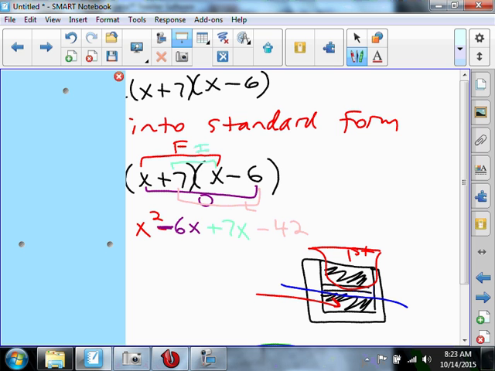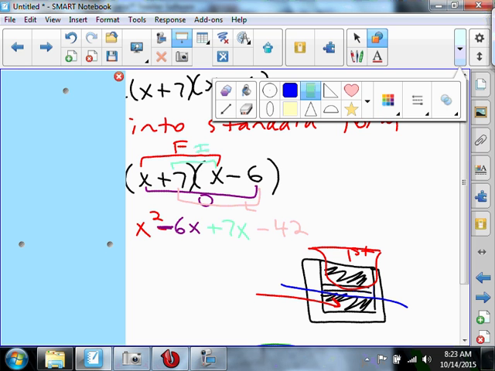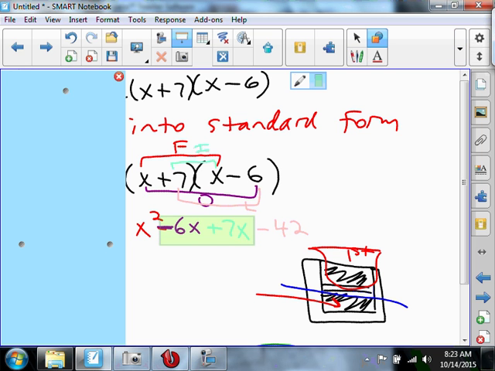Okay, Houston, we have some terms. We have these two terms here in the middle that are like. They have the same exponent, the same variable. What can we do with like terms? We combine them. So our x squared is still our x squared. Negative 6x plus 7x is going to be 1x, right? Instead of writing plus 1x, I'm just going to write plus x. So plus x, and then minus 42 is minus 42.